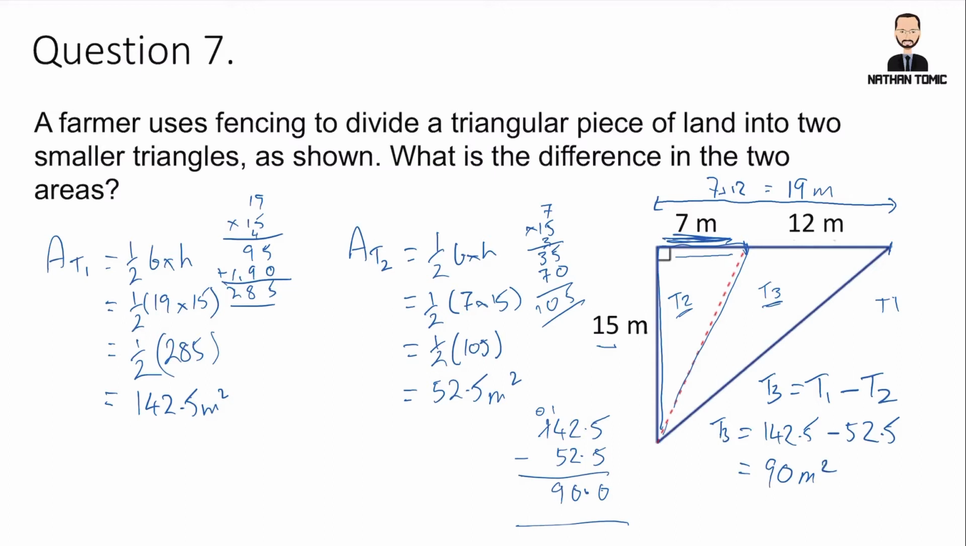Okay, so the big triangle T1 we're calling is 142.5. The smaller triangle T2 that we had measurements for has an area of 52.5. And so T3, the leftover part of this triangle, would be the big one minus the small one, which we have as 90 meters squared. So what is the difference in the two areas? There we go, we have that there. But we should write a worded answer because it is a worded question.